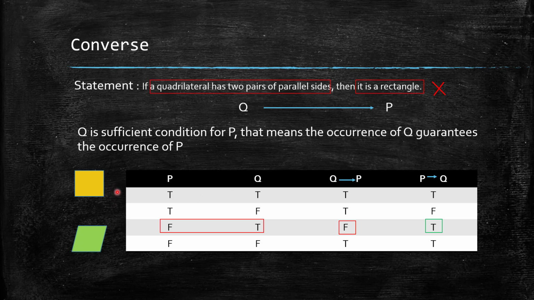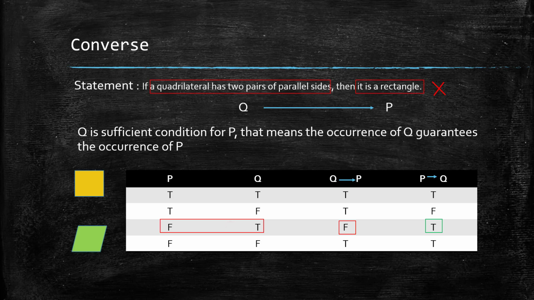Now from this truth table, we can easily identify when those two sentences will agree with each other. When both P and Q are true, they agree with each other. They all become true over here, Q implies P and P implies Q. Or when P and Q both are false, that time also they agree. In other cases, they do not agree. So that's the basics behind a converse.